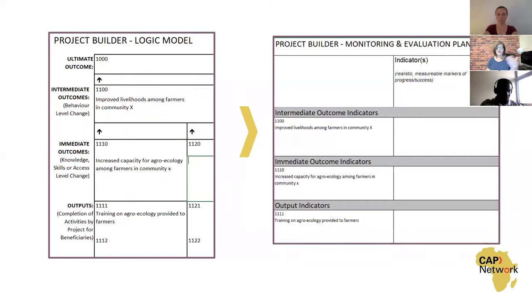So here's an example. If you look on the left side of the screen here, you see the logic model, and this is just a very simple example of a project impacting farmers. Once those outcomes at the intermediate, immediate, and output level are inputted into the logic model, they've automatically populated over here for the monitoring and evaluation plan. So we're ready to go and start thinking about indicators against those outcomes.